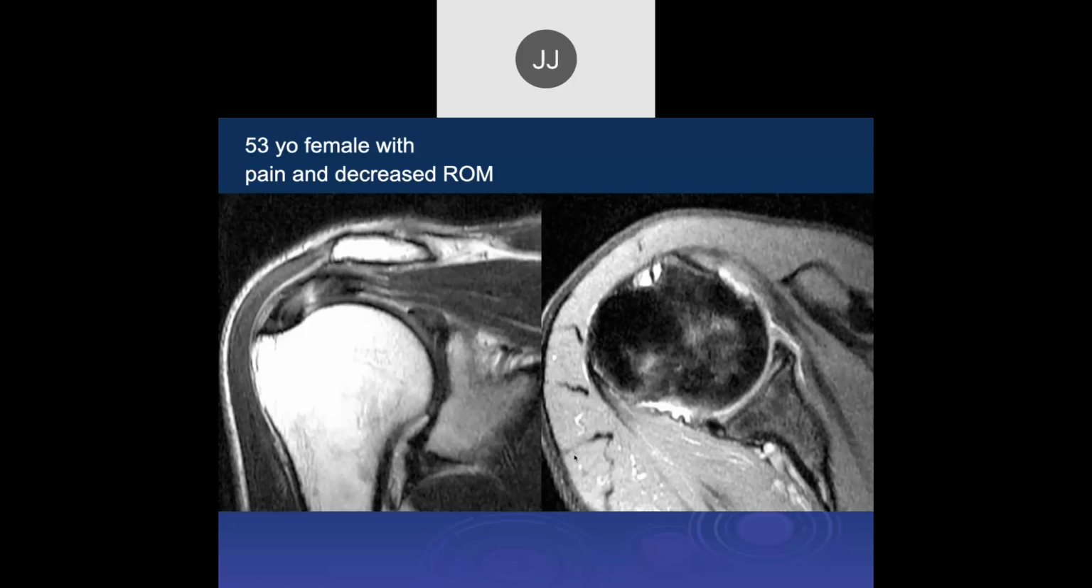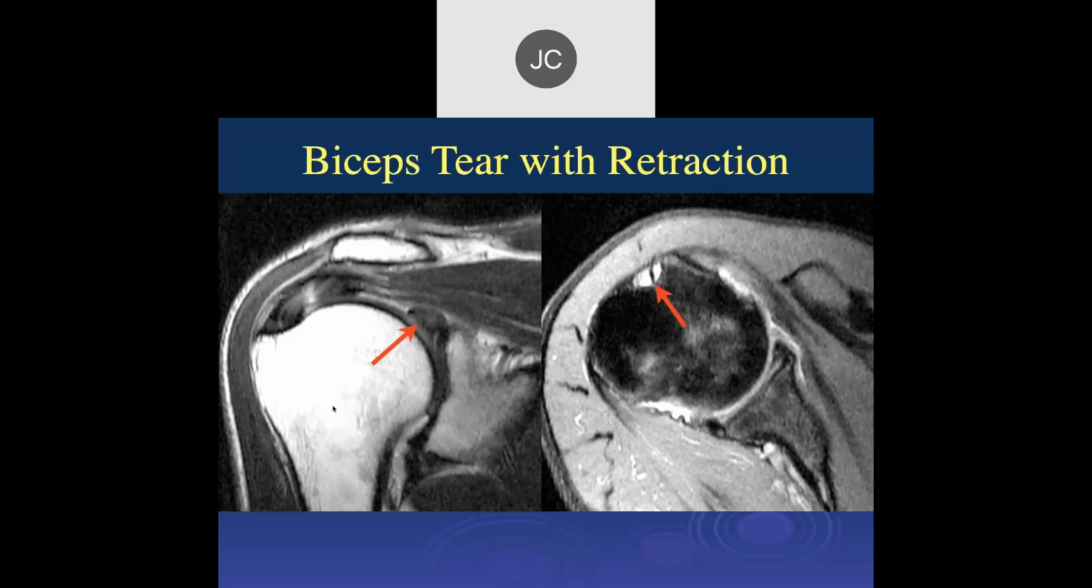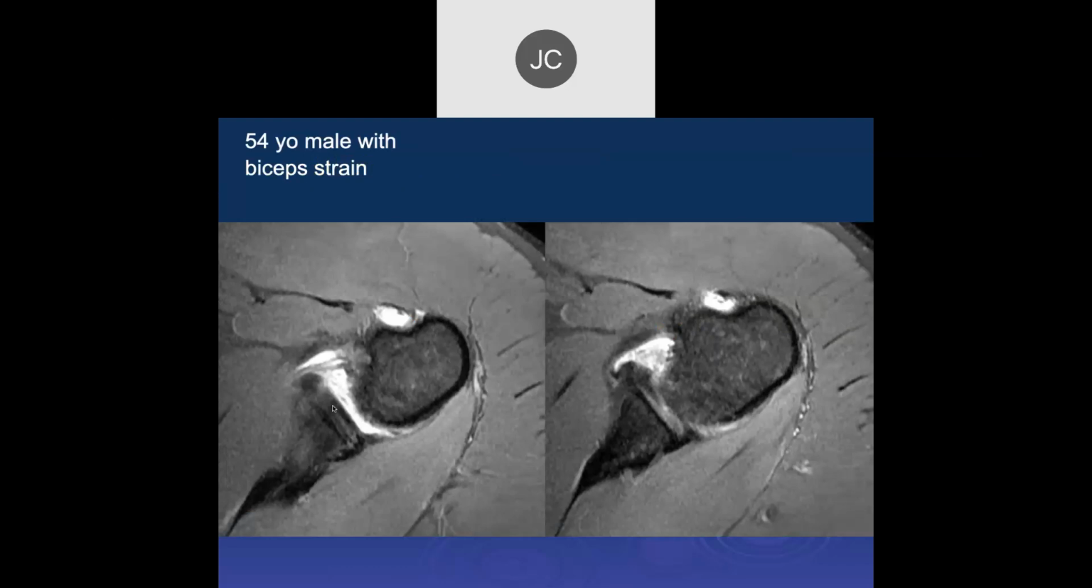Okay, all right, so we have a 53-year-old female with pain and decreased range of motion. Looks like there's some supraspinatus tendinosis, and the superior labrum looks increased in signal. And then there's a very thin biceps tendon, so I think it's torn and probably retracted.